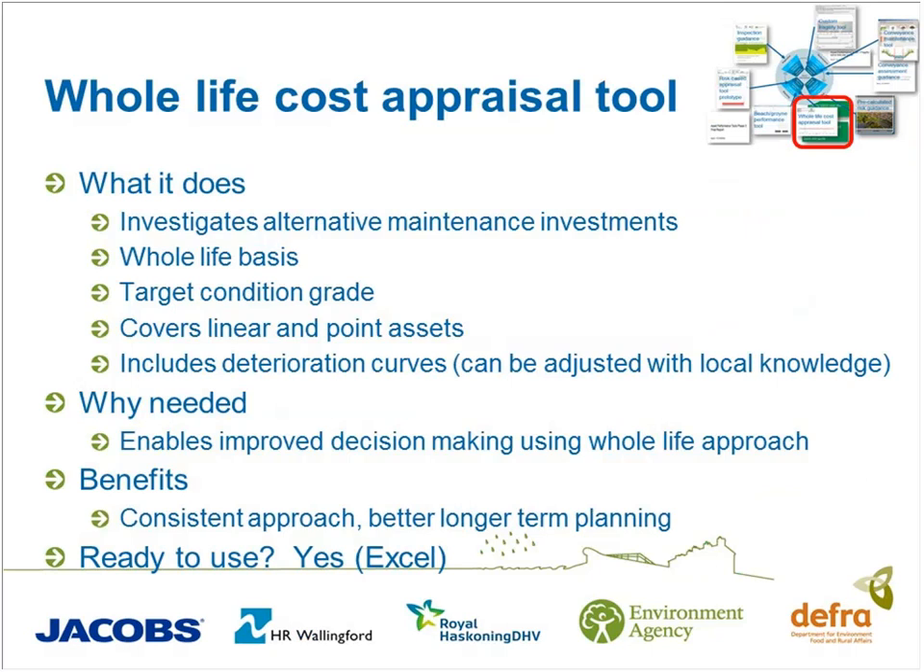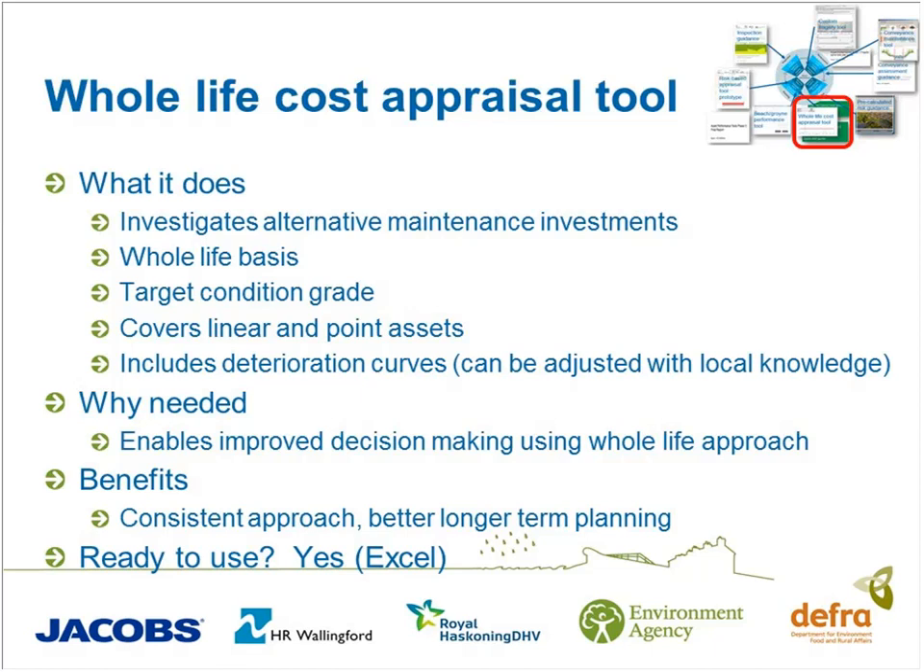Moving on to the planning arm of the framework, there are a few tools in here. The first one is the whole life cost appraisal tool. It allows you to investigate the relative benefits of different levels of maintenance, from a low level of maintenance to significant maintenance, perhaps with refurbishment built in as well. It's a whole life approach, so you look over a time period of 50, 100 years or whatever. It will come up with where the optimum points for these maintenance interventions are.